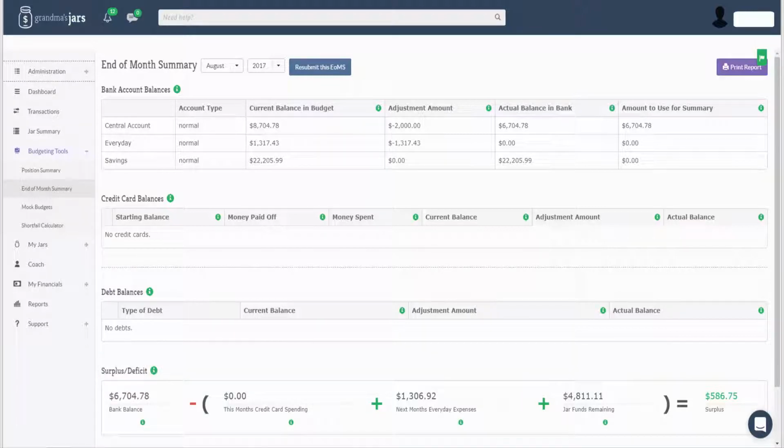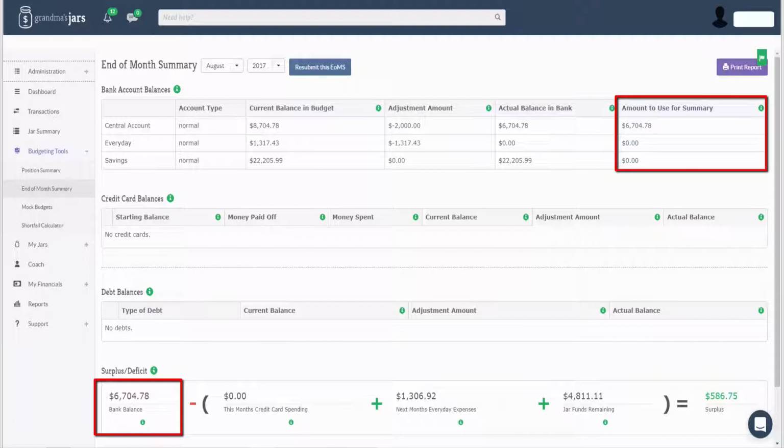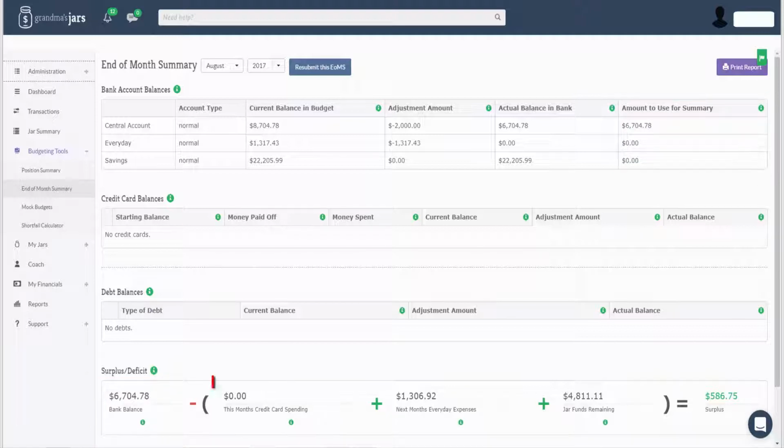So on the left-hand side here, you can see the bank account balance of $6,704.78. This is the total of all the bank account balances we listed in the amount to use for summary column in this top right table. The next figure is this month's credit card spending. This is simply the balance that has been added to the credit cards over this month.